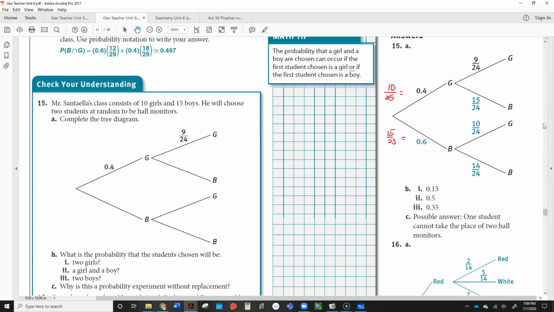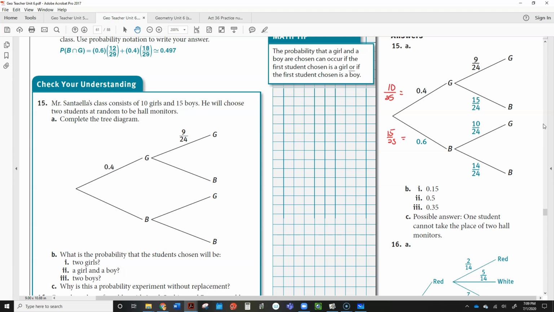So we've picked a girl. We no longer have 25 students. We now have 24. And we started off with 10 girls, but we picked one, so we only have 9 girls. If we picked a girl the first time, then we still have the 15 boys, but we are down to 24 because we picked a name out and we did not replace it.